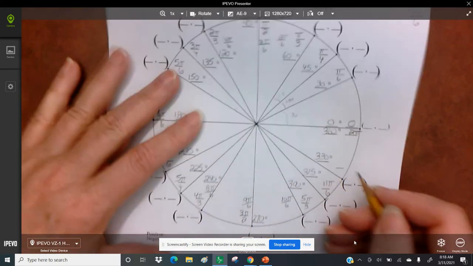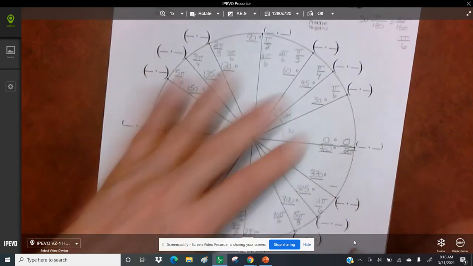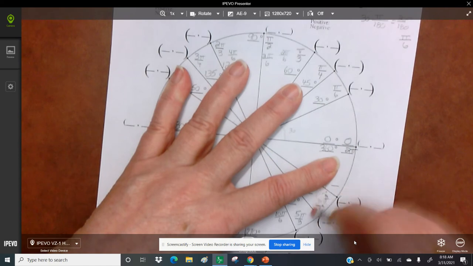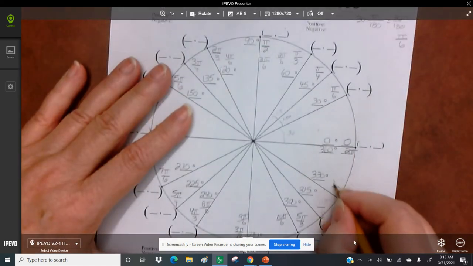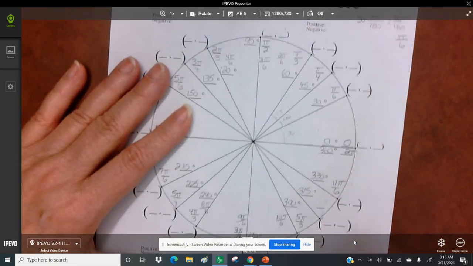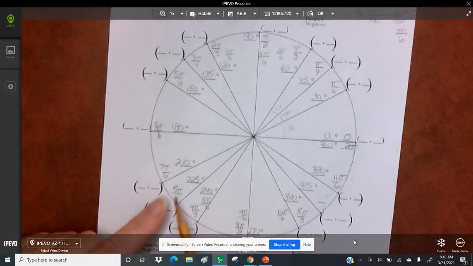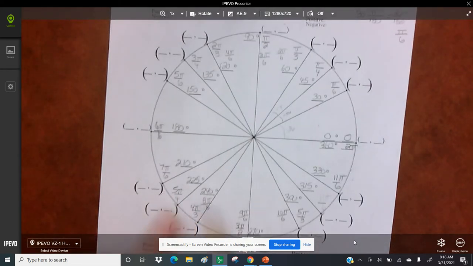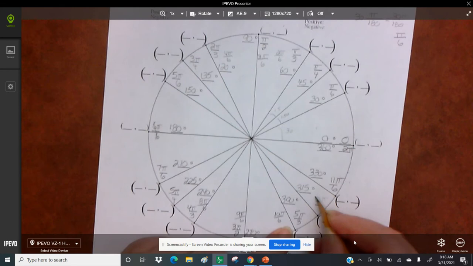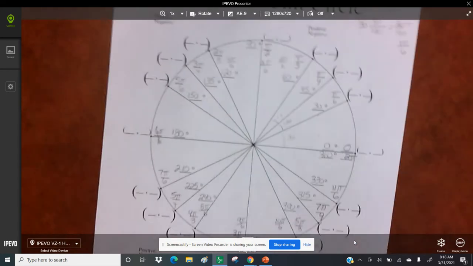Whoops, I messed this one up. Sorry, this should be over here, 11 pi over 6. And then this one here would be 5 pi over 4, 6 pi over 4, so that would make this one 7 pi over 4. Sorry, I just put that in the wrong spot. So 7 pi over 4.